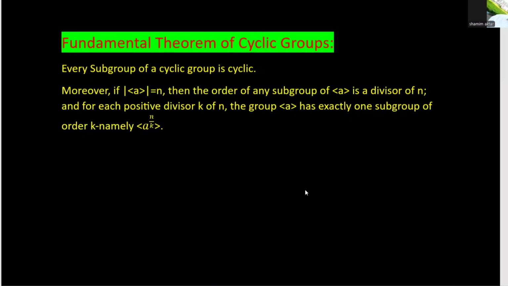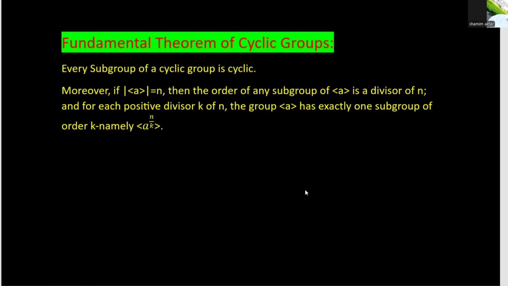Today we will discuss the fundamental theorem of cyclic groups. The fundamental theorem of cyclic groups says that every subgroup of a cyclic group is cyclic. Moreover, if the order of the generator of A equals n, then the order of any subgroup of the generator of A is a divisor of n. Also, for each positive divisor k of n, the generator of A has exactly one subgroup of order k, and this subgroup is the generator of A to the power n by k. This is the statement of the fundamental theorem of cyclic groups.